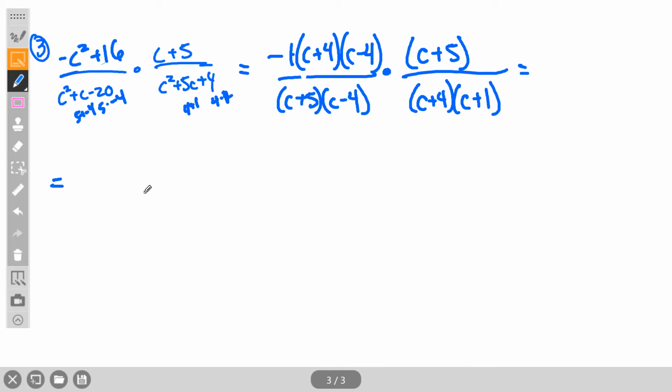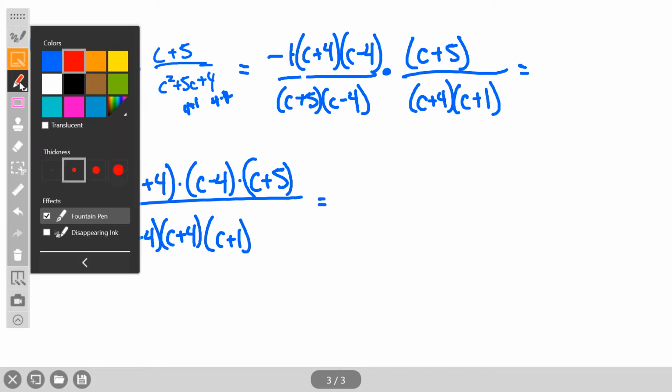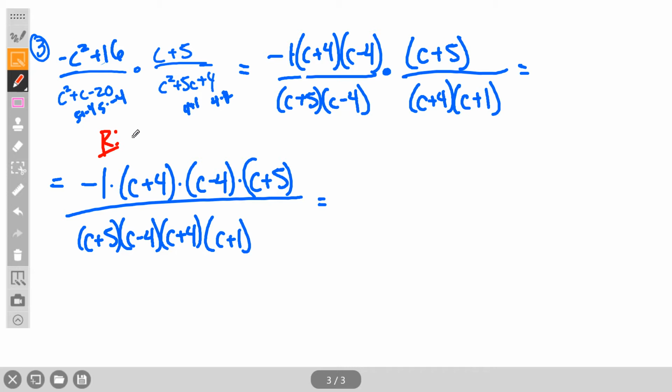Okay, now I can put all the numerators together. So negative 1 times c plus 4 times c minus 4 times c plus 5 over c plus 5, c minus 4, c plus 4, and c plus 1. Keep in mind your restrictions here. C cannot be equal to negative 5, 4, negative 4, or negative 1. Those are all the values that make the denominator 0.